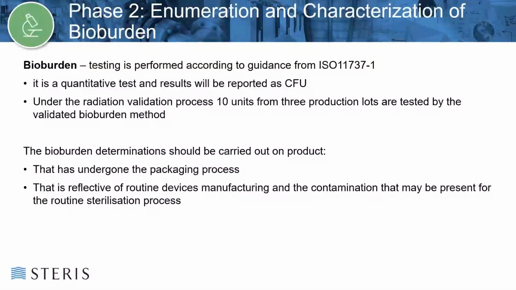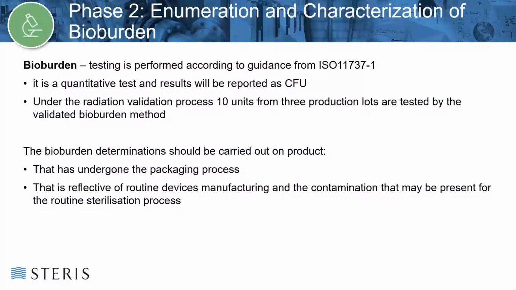Bioburden testing is performed in accordance to guidance from ISO 11737-1, and the verification dose is most often determined from tables within ISO 11137-2 or ISO 13004. Again, this is a quantitative test, so we have a specified number of organisms as a result, which is reported as CFUs, or colony forming units.